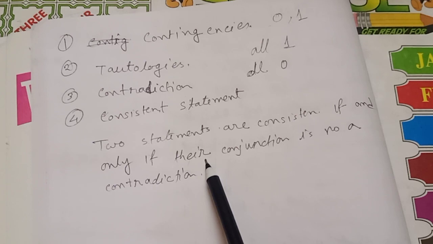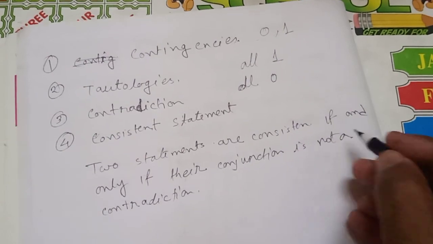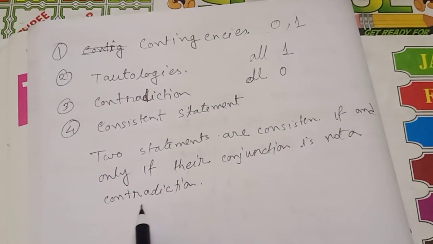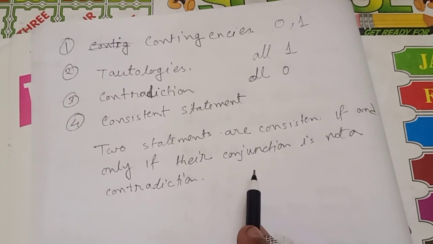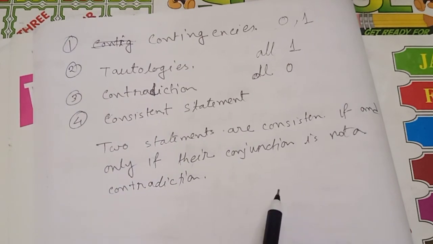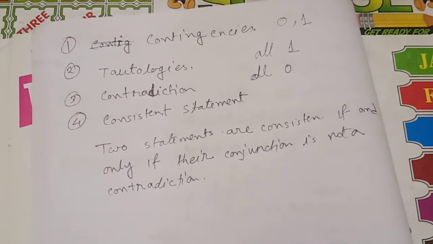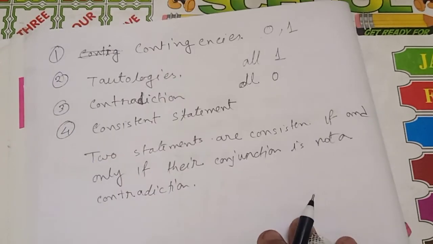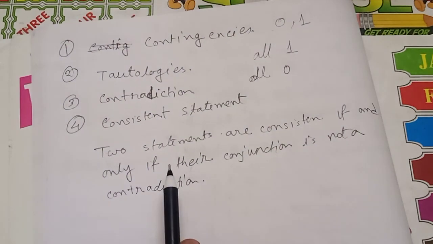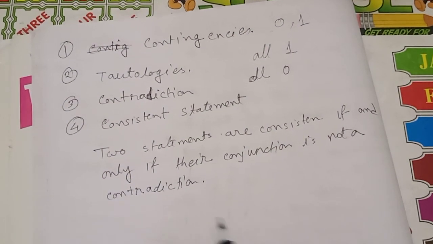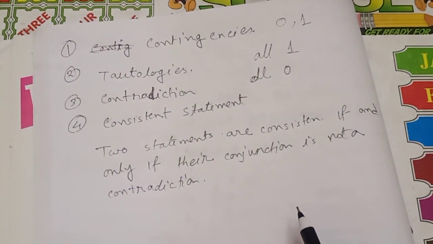if and only if their conjunction, means the combination, is not a contradiction, means the outputs are not 0, at that time we can say the statement is a consistent statement, okay. So you can get a question, you have an expression, after solving with the truth table you identify which category out of these 4 the expression belongs to. Then you just write the name and you get the marks, okay.